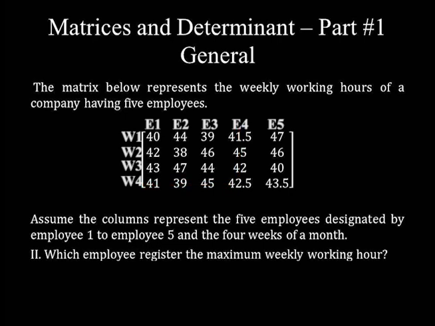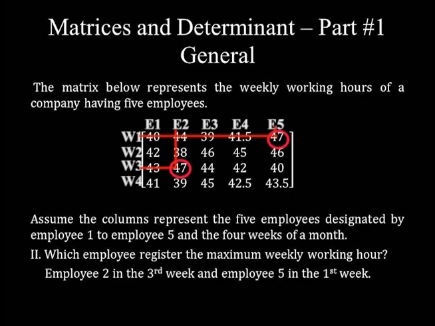Second question, which employee registered the maximum working hour? The maximum weekly working hour registered is 47. 2 elements are on a tie with this maximum working hour. That's the element positioned at row 1 and column 5 and at row 3 and column 2 positions. So the maximum weekly working hour is registered by employee 2 in the 3rd week and employee 5 in the 1st week. This question signifies the importance of using rows and columns for referring to a particular element.